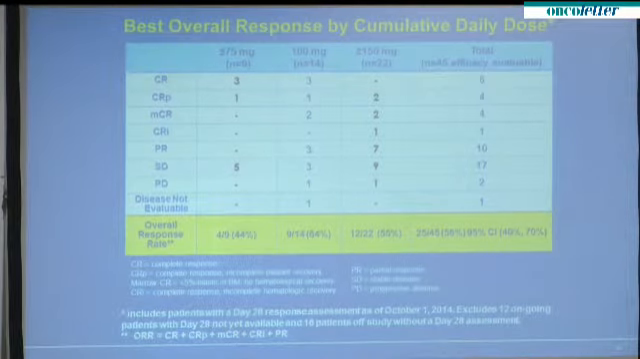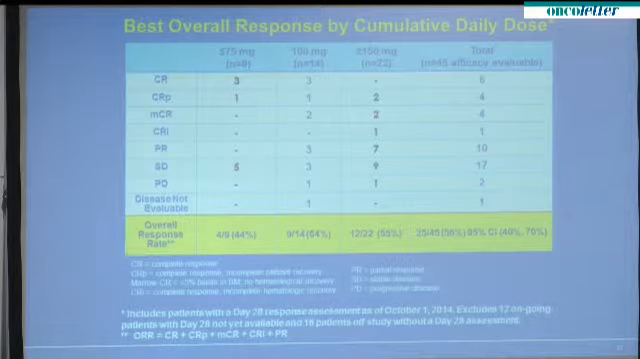This is the best overall response by cumulative daily dose level, and I want to draw your attention to the right-hand column, which is the total column. What you can see from this is that 15 of the patients had a complete remission or a complete remission with incomplete blood count recovery, meaning they've cleared their blasts from their bone marrow, but their platelets have not yet reached over 100,000. Their neutrophils may not have reached over 1,000 yet, but they've had a complete remission or complete remission with incomplete blood count recovery. That's 15 of the patients.